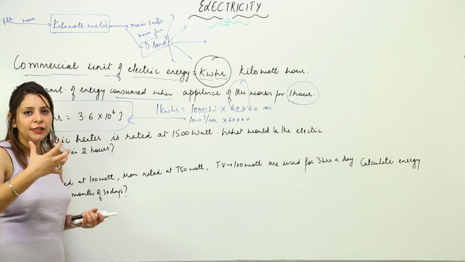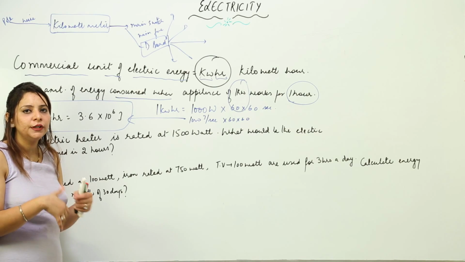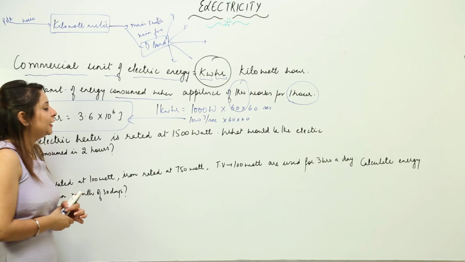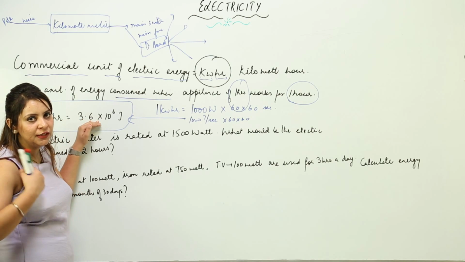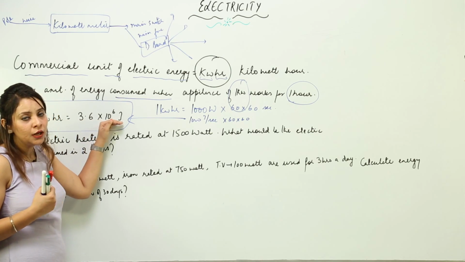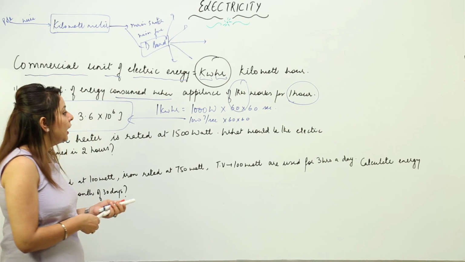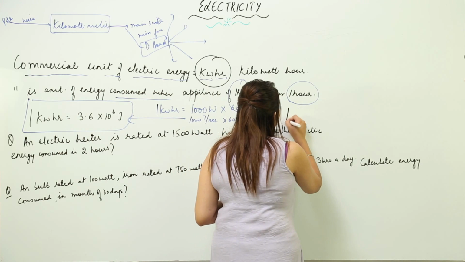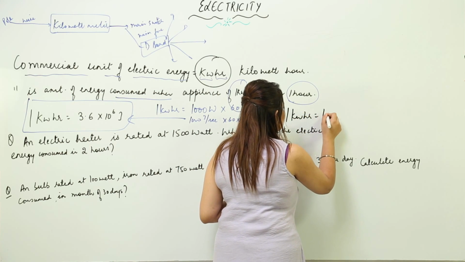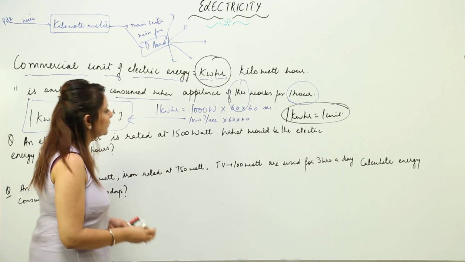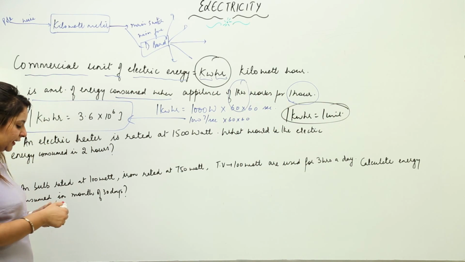If you have kilowatt hour and you need to convert into joule, just multiply with this figure, or vice versa. So there is a conversion unit: you can convert kilowatt hour into joule, because 1 kilowatt hour is equal to 3.6 into 10 raised to power 6 joule. And moreover, you should know that 1 kilowatt hour also means 1 unit. Now it's time to take up a question based on it.